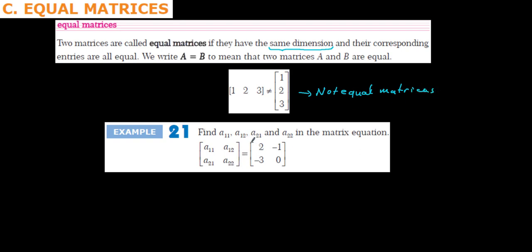And here, in this exercise, if these two matrices are equal to each other, entries should be equal to each other. So A1,1 should be equal to 2, the first row, first column. Then A1,2 should be equal to minus 1. A2,1 should be equal to minus 3. And A2,2 should be equal to 0. Let's continue with a different exercise.